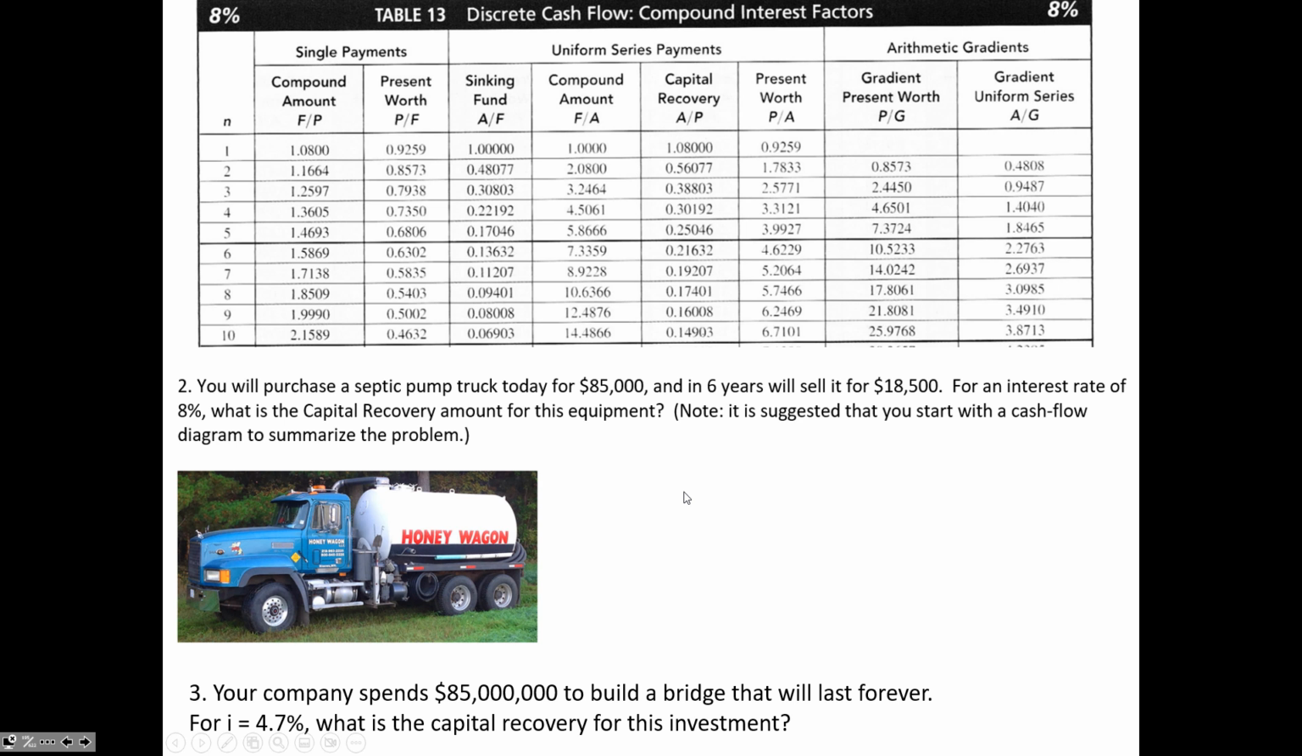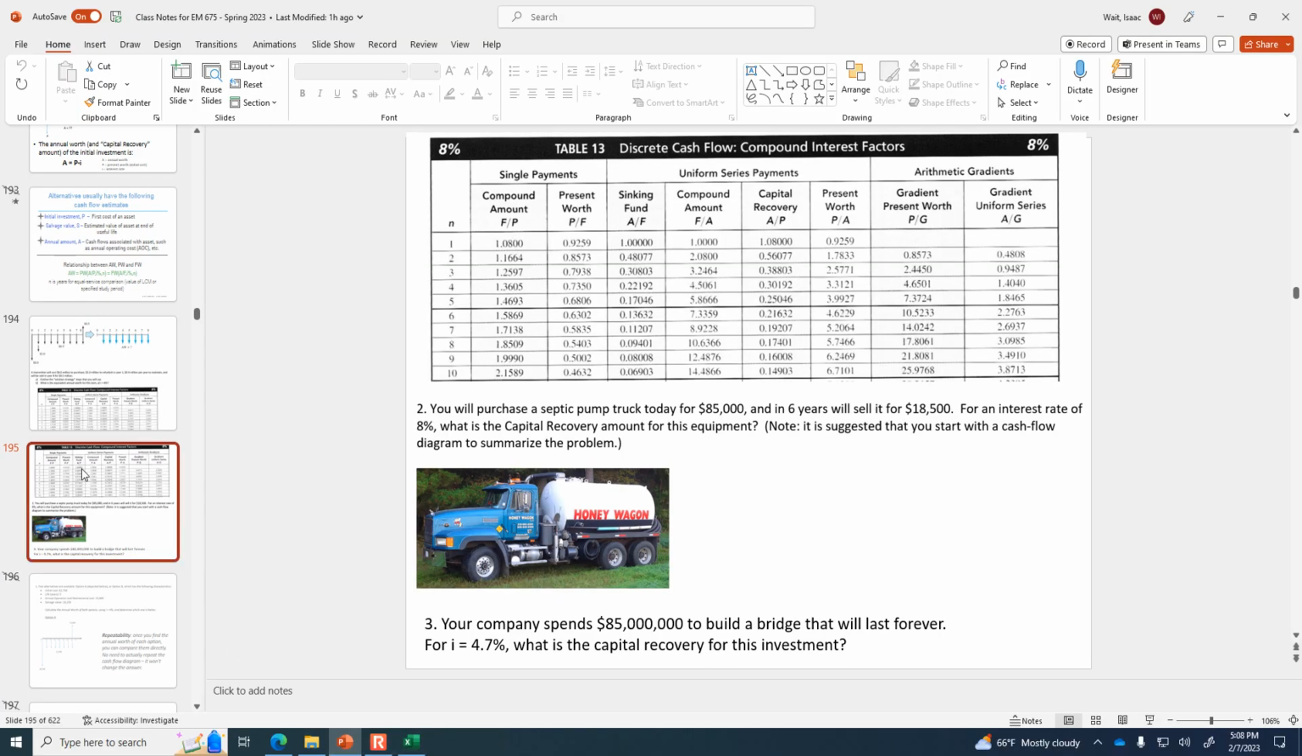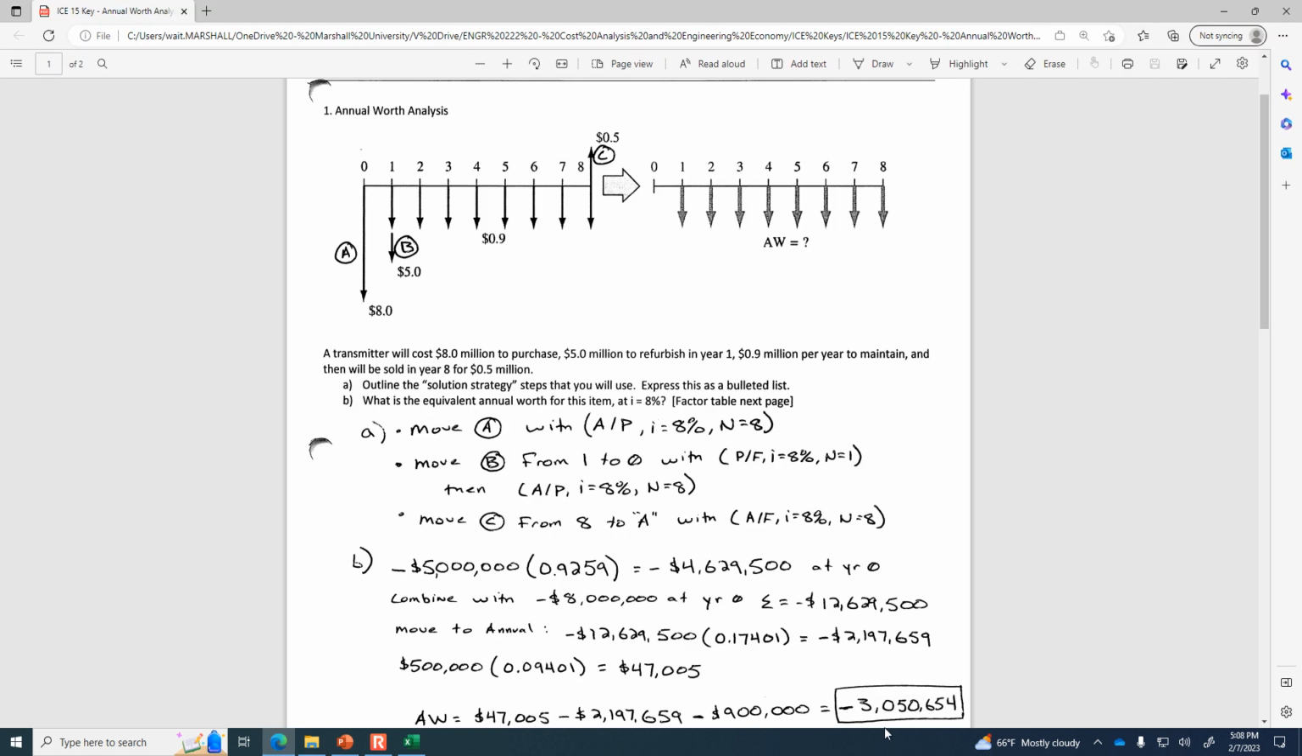What was the answer to the last one again? The last one was 3,050,000.